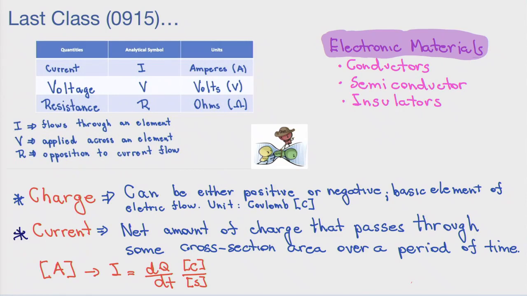Okay, charge. Charge can be either positive or negative. Typically, we think about charge as electrons, which are negative. But actually, the absence of an electron is a positive charge. What's that called? What's the opposite of an electron? Not really. It's a hole. And the hole is a positive charge. And a positive charge that can move.